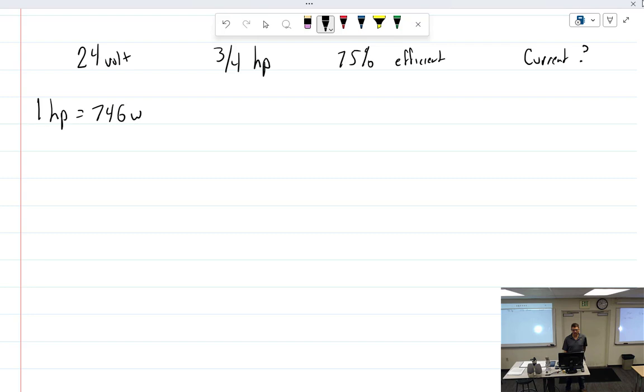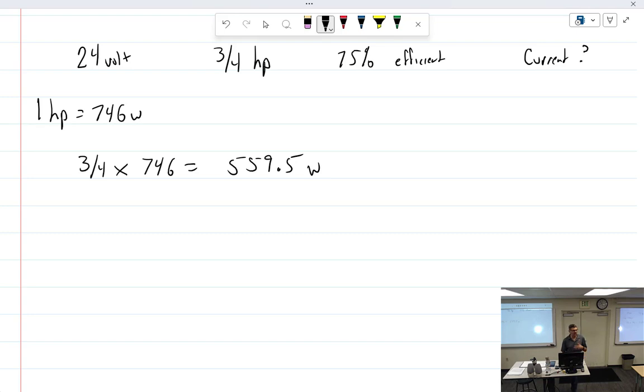All right, step one. Figure out what power outputs. Convert the 3/4 horsepower to watts. Okay, so 3/4 times 746 equals 559.5 watts. Okay, so we got that handled.